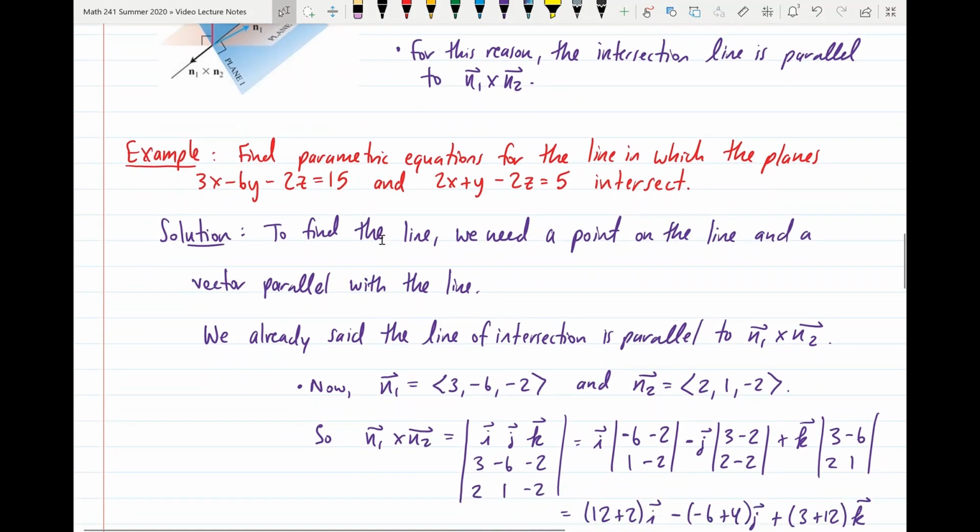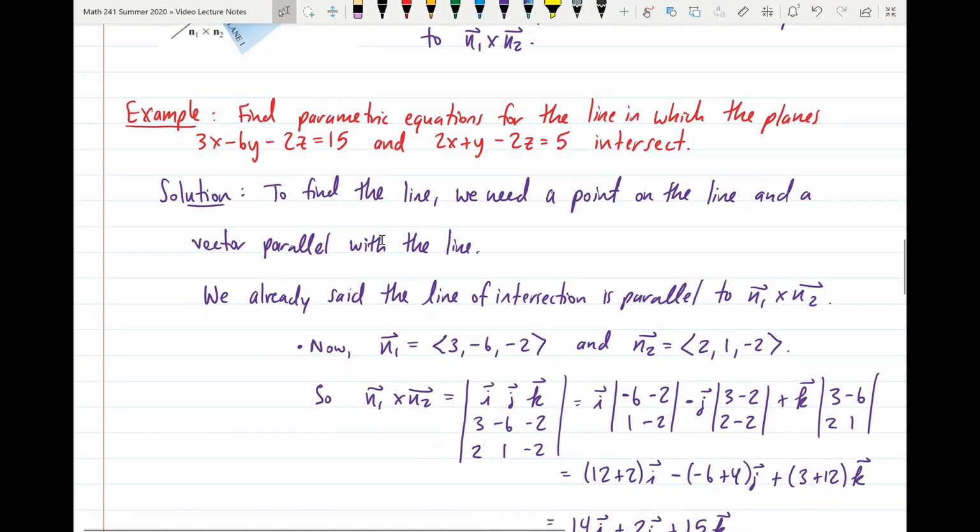So keep that in mind as we go into this next example. Let's say we want to find parametric equations for the line in which two planes intersect. The two planes are given by the equations 3x - 6y - 2z = 15, and 2x + y - 2z = 5.